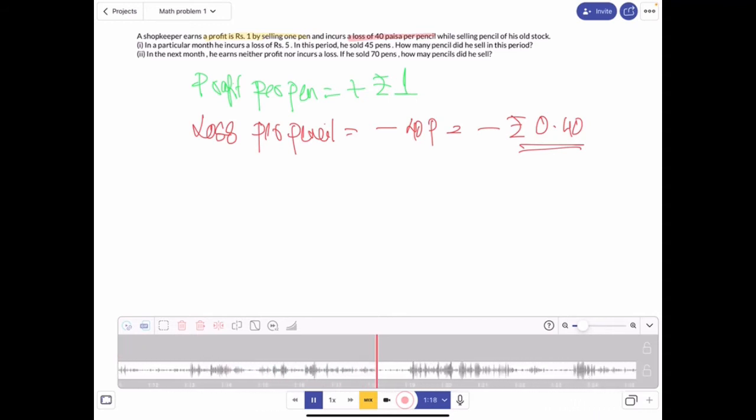Right. Why is he making a loss? Because of old stock, and he just wants to sell it. Overall, he wants to make some profit doing that. And let's come to the next portion then. In a particular month, he incurs a loss of rupees 5. In this period, he sold 45 pens. He sold how many pens? 45 pens.